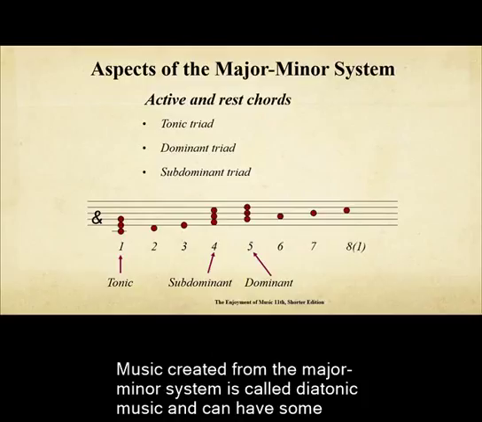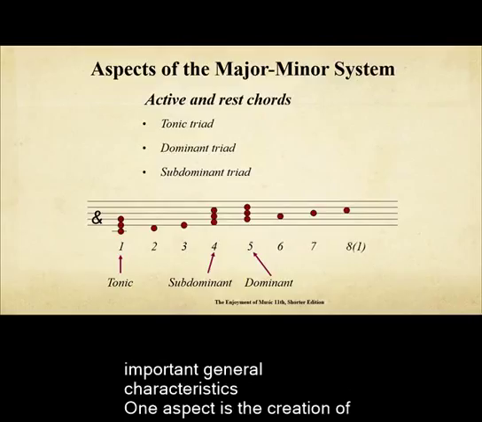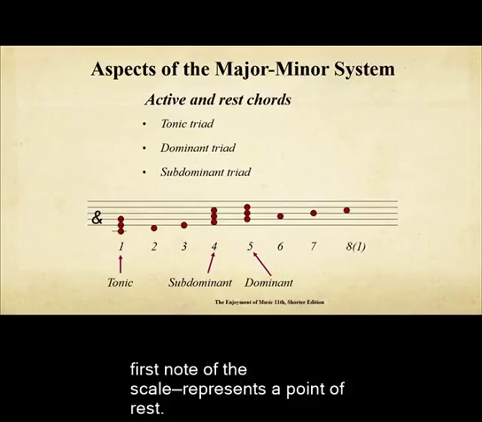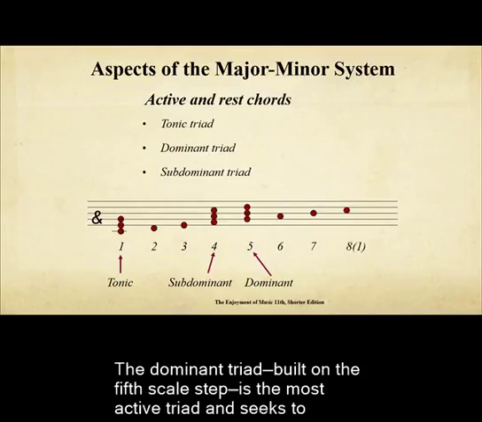Music created from the major-minor system is called diatonic music and can have some important general characteristics. One aspect is the creation of active and rest chords. The tonic triad built on the first note of the scale represents a point of rest. The dominant triad, built on the fifth scale step, is the most active triad and seeks to resolve to the tonic.